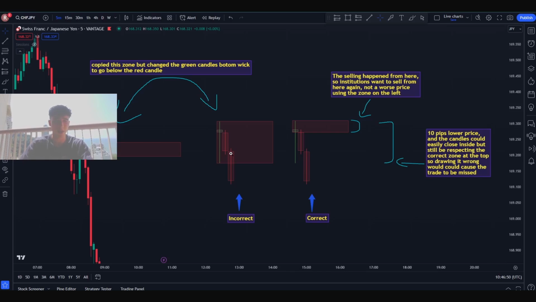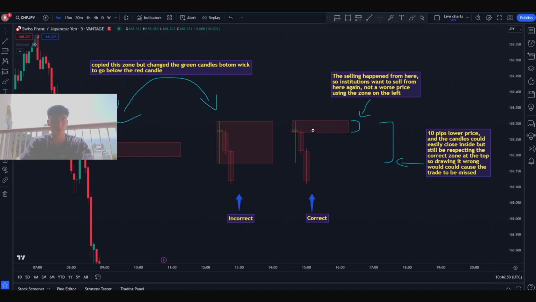Now this can be any point, it doesn't matter how the body of the candle looks. All that matters is that on a supply zone, if the green candle before the move that you draw the zone on, if any part of that green candle goes lower than the red candle next to it, then you only draw it using the body like this picture on the right.